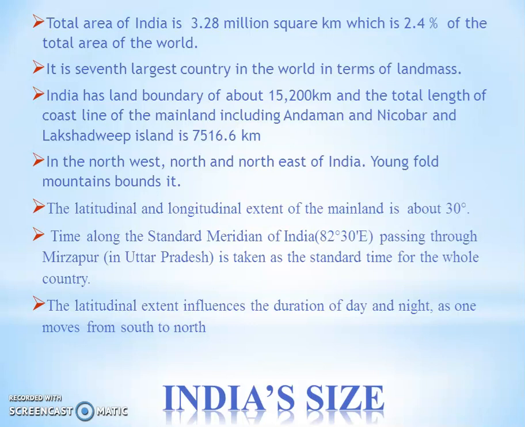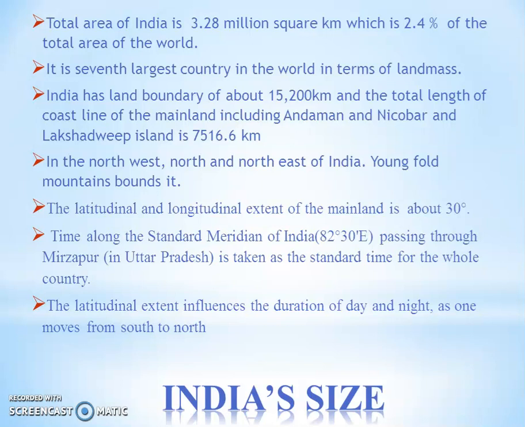Time along the standard meridian of India. Standard meridian of India, passing through Mirzapur in Uttar Pradesh, is taken as the standard time for the whole country. Means whatever time is shown in Mirzapur, Uttar Pradesh, we just take it as the time for the entire country. The time which is found on 82 degree 30 east, the standard meridian of the country.